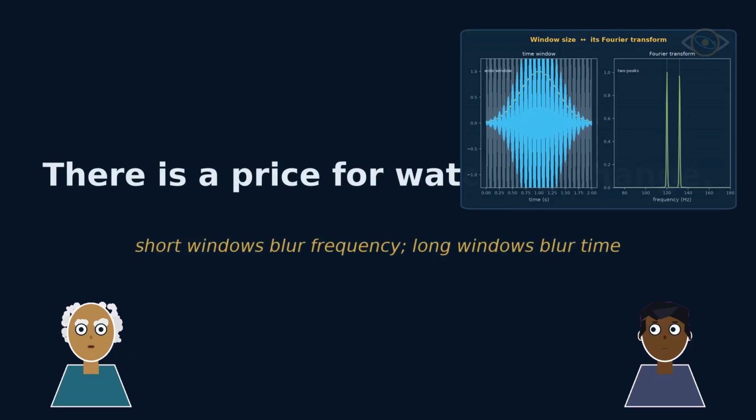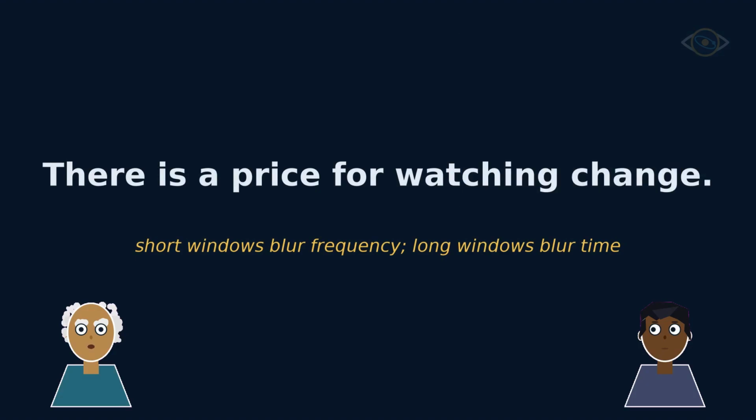But that sliding window trick has a cost. Use a short window to catch a fast change, and your frequency reading goes fuzzy. Use a long window for sharp frequencies, and you lose track of exactly when. The uncertainty trade-off again. You can have the timing or the pitch sharp, but never both perfectly at once.